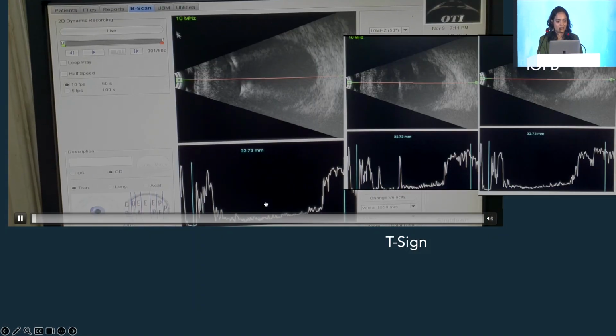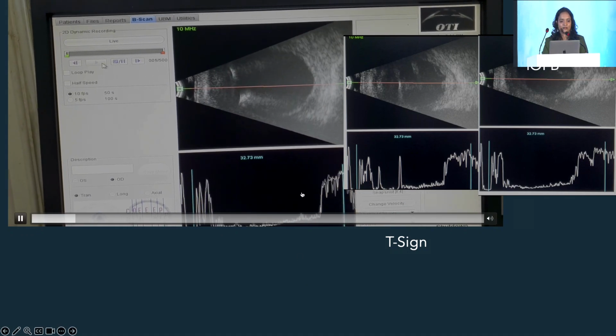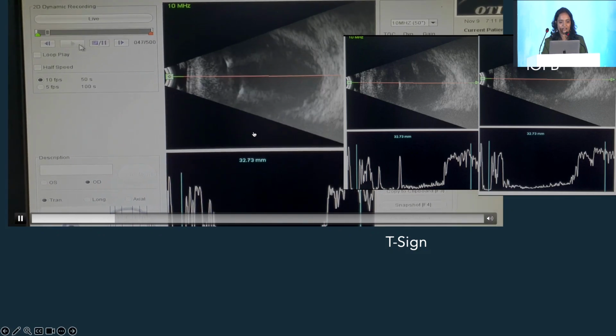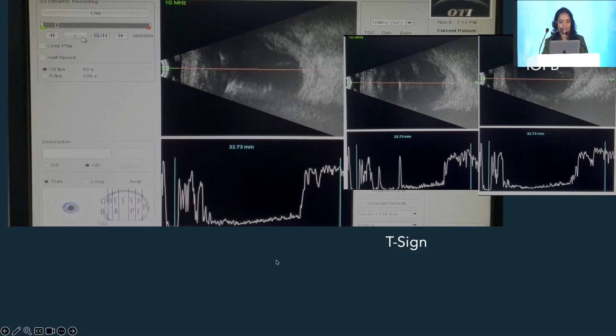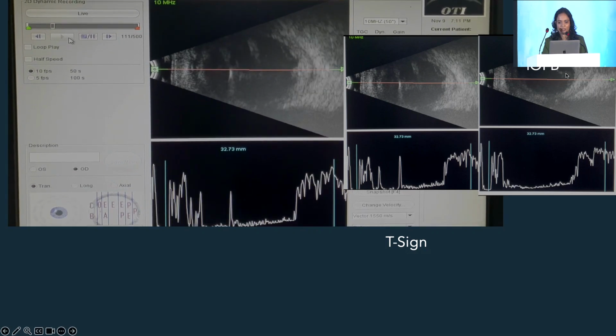Now this was the B scan of this patient. We can see that there is a very obvious foreign body with the back shadowing, and it has a very large spike on the A scan as well. And you can see that there is a retinal detachment as well.